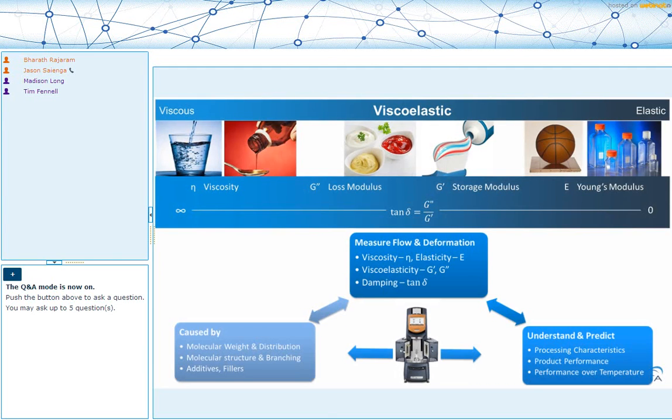So what do we do through rheological measurements? We measure flow and deformation and measure parameters like viscosity, elasticity, viscoelasticity through the storage and loss moduli, and damping. And know that these parameters that we measure are at a fundamental level caused by things like molecular weight distribution, the molecular structure and branching, the presence of fillers or additives, and relative concentration and the level of dispersion. And by measuring these quantities and knowing that this is where those numbers are coming from, it allows us to understand and predict processing characteristics, product performance, and how that performance is going to change as a function of temperature.